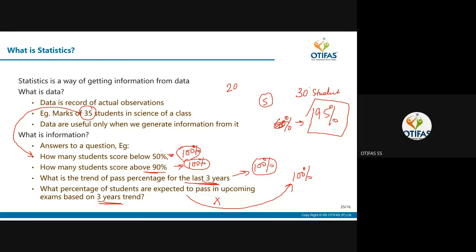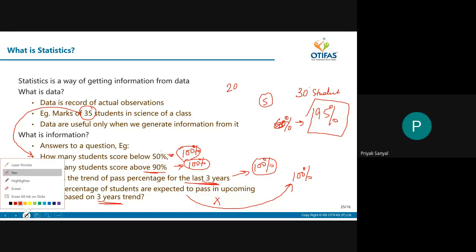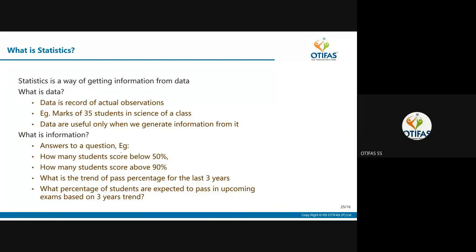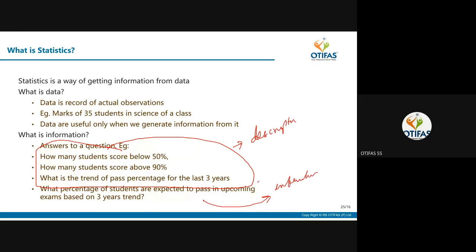You got it or not? Now these are the two branches of statistics. This is the part of descriptive statistics. And this is the part of inferential statistics. Inferential statistics is all about probability, chance, etc. So a certain kind of predictions are there.